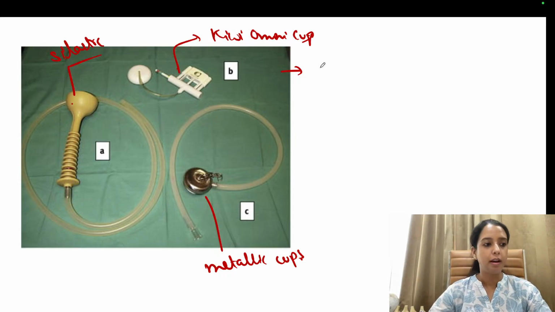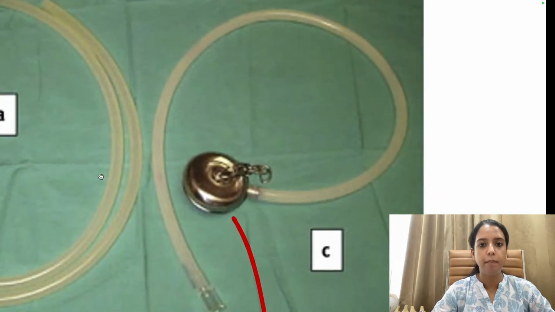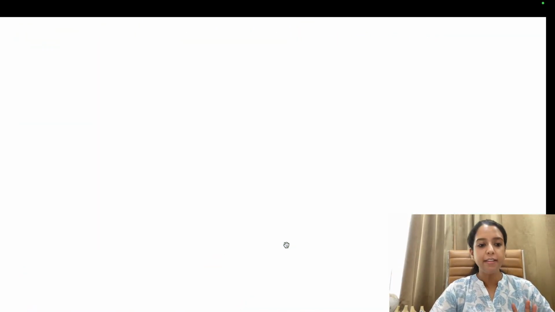That is why the Kiwi cup is not very well used. But you should know the image. This is the Kiwi cup. This is the metallic vacuum cup and this is the silastic cup. Okay? Now where is the vacuum cup applied?